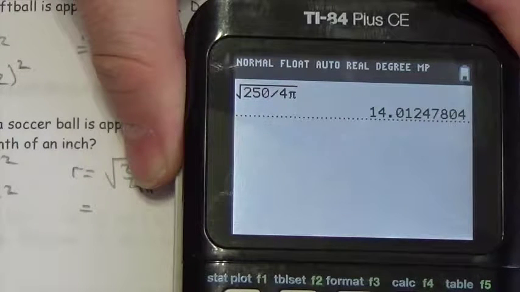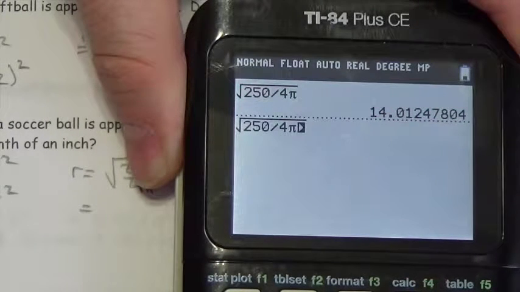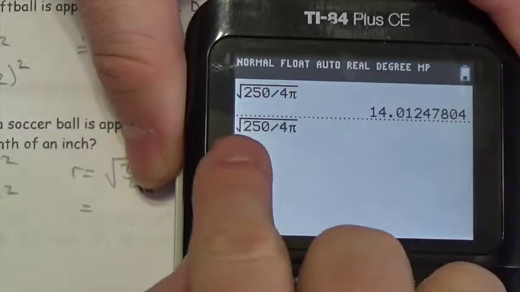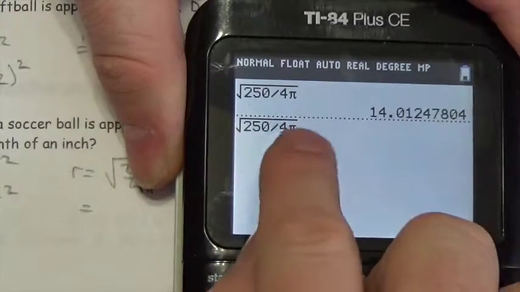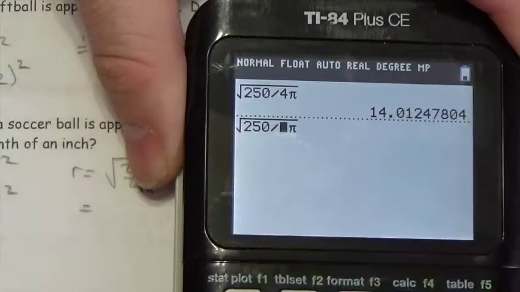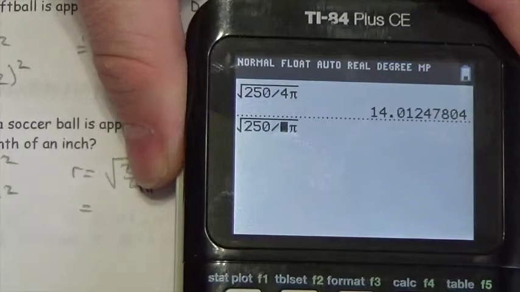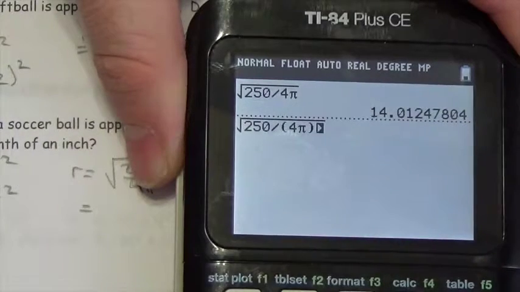Okay, so hopefully it's clear to you what I did. If not, let me just go up here and let me fix it. I'll come back into our equation here. What I did was I divided 250 by 4, and then I multiplied the answer by pi. The calculator is assuming that pi is up in the numerator with the 250. If I want this to work correctly, then I actually have to put parentheses around that 4 pi.